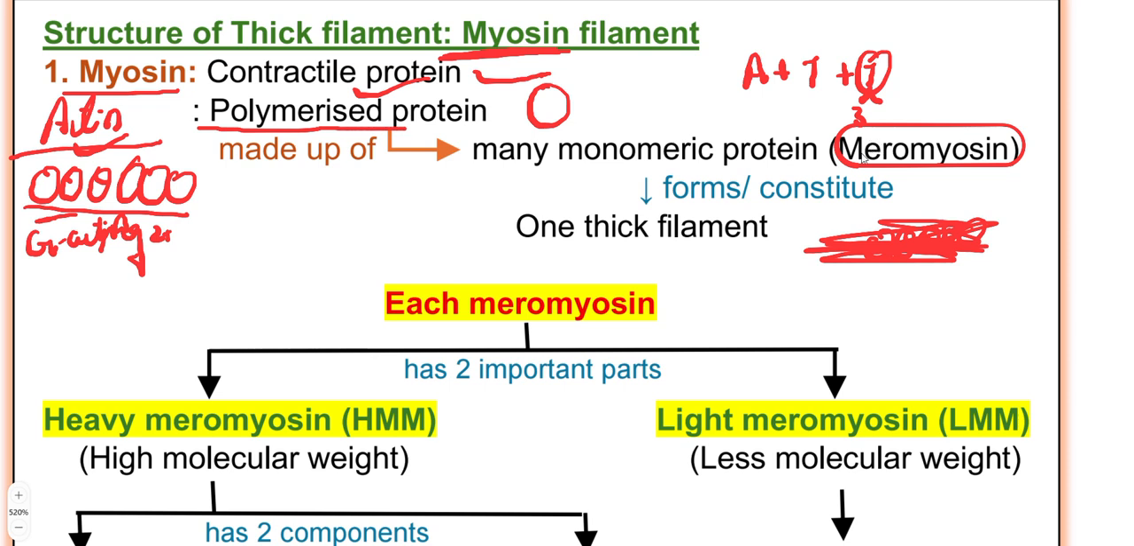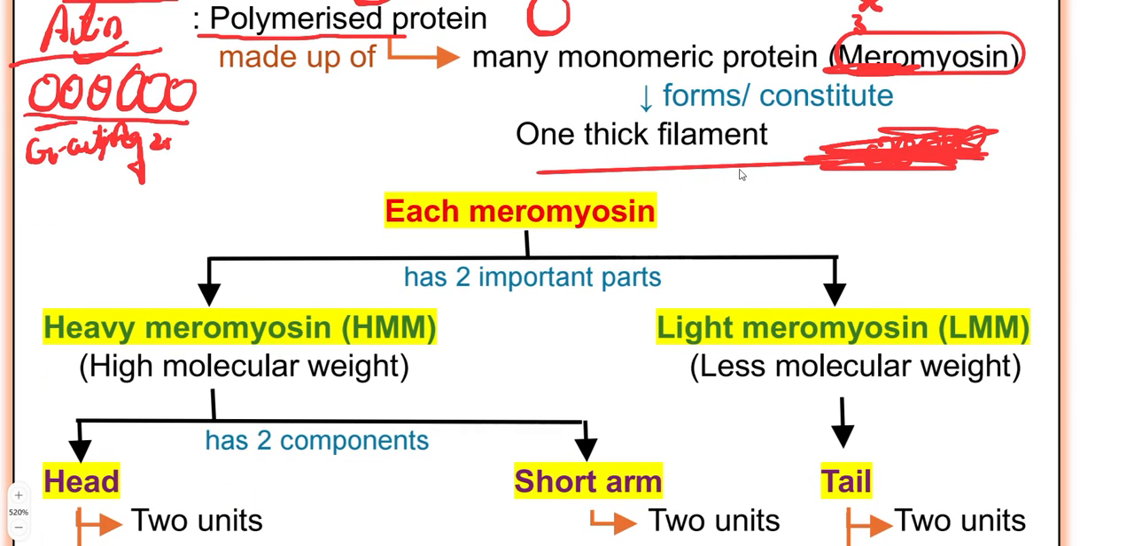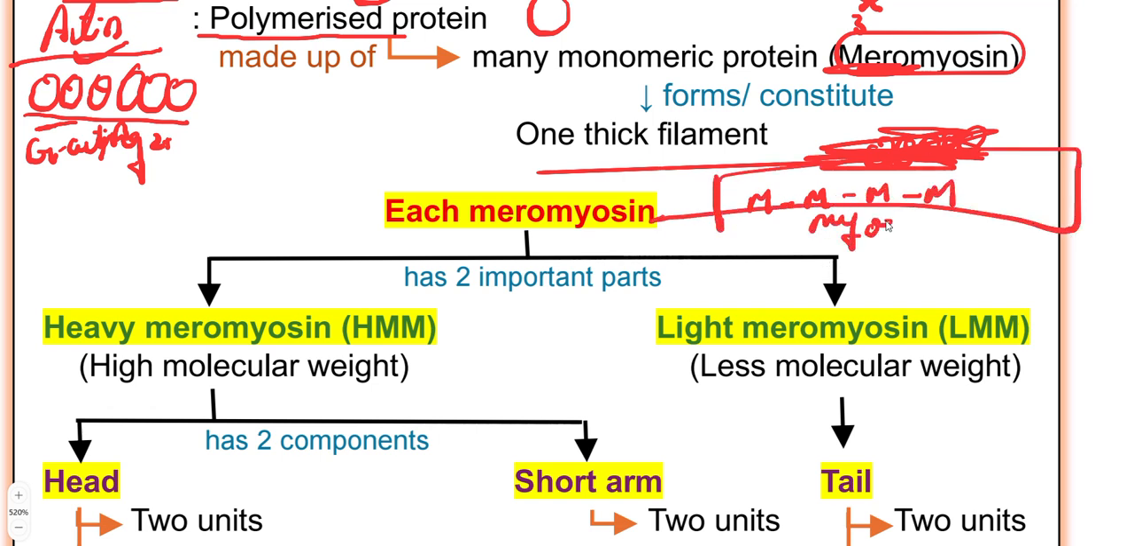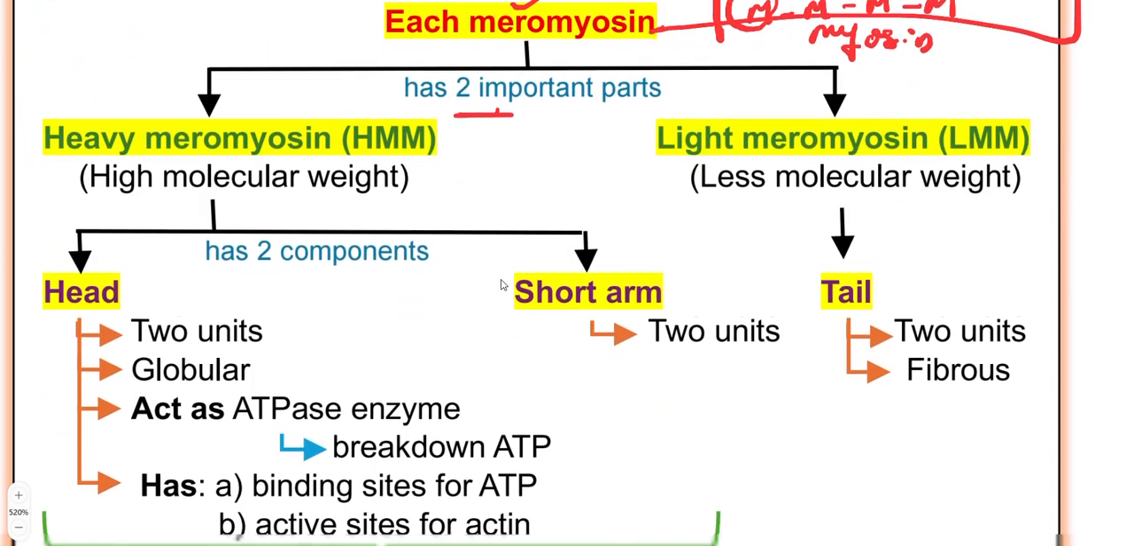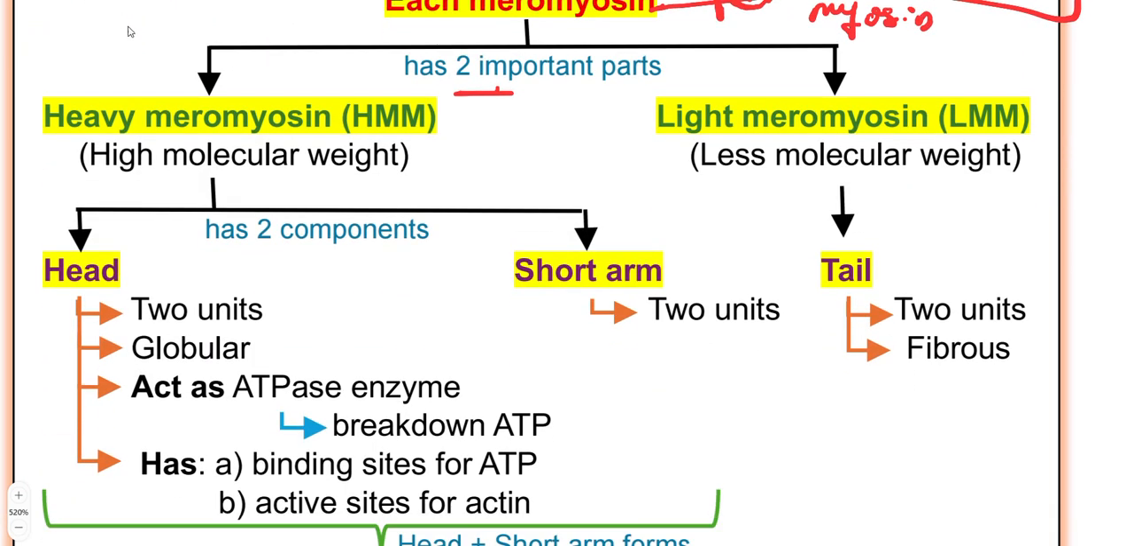Many meromyosin will bind together to form what? Myosin. That is one thick filament. Now let's understand this. Let's imagine one meromyosin, one meromyosin, one meromyosin, one meromyosin. Many meromyosin will combine together to form myosin. Now let's understand what one meromyosin comprises of. Each meromyosin has two important parts. What are the two important parts? One is the heavy chain, the other one is the light chain.